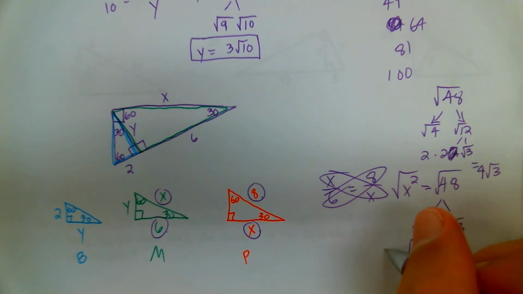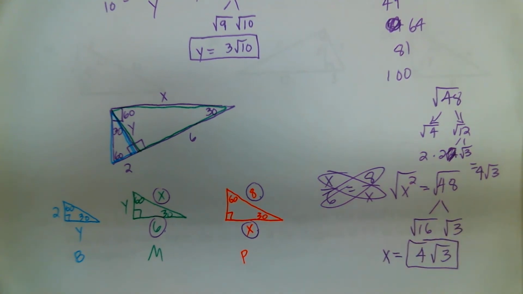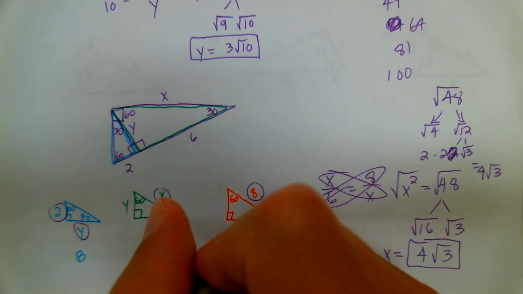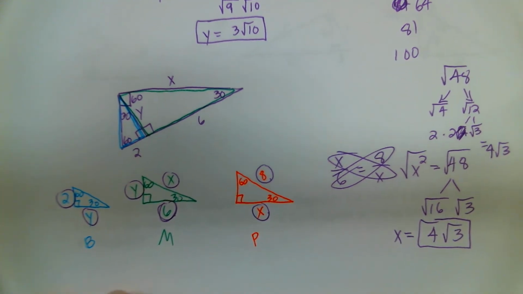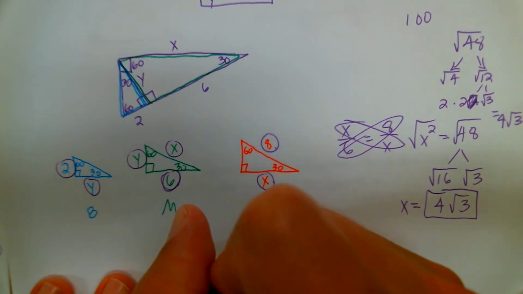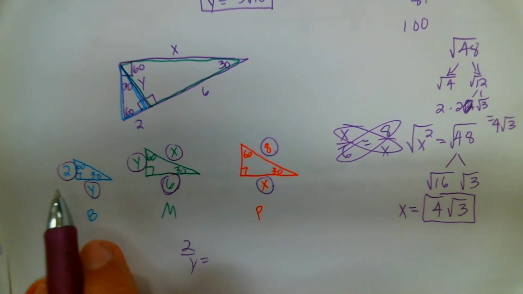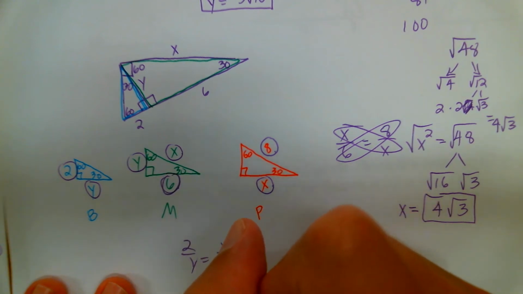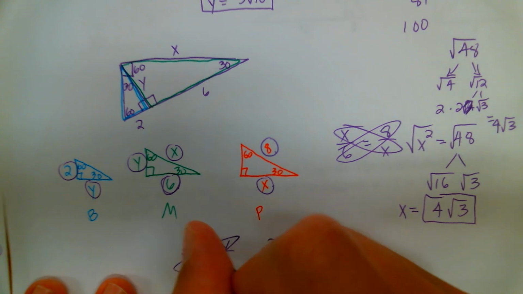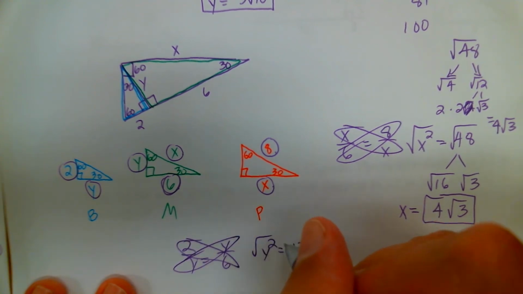All right, so we said x is equal to 4 root 3. Now I'm looking at the y's. I have a y over here and a number over here, and a number over here and a y over here, so I'm good to go. This time I'll go left to right. 2 over y equals left over right, y over 6. If you cross multiply, y squared is equal to 12.